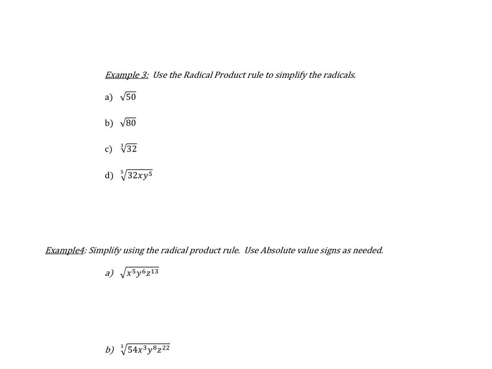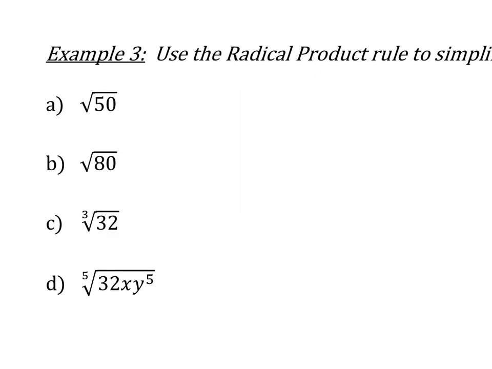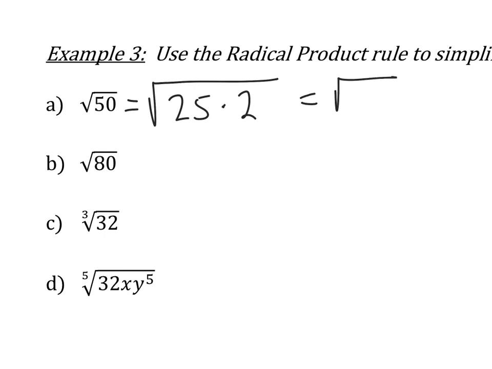All right, so here's a few more examples. Here's how we're going to simplify radicals. So when we're simplifying radicals like the square root of 50, we want to look for a perfect square that goes into 50. And there's one, it's 25. 25 times 2. So we look for a perfect square. And then we're going to break this up into the square root of 25 times the square root of 2.